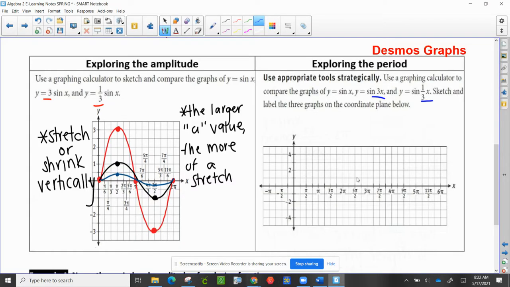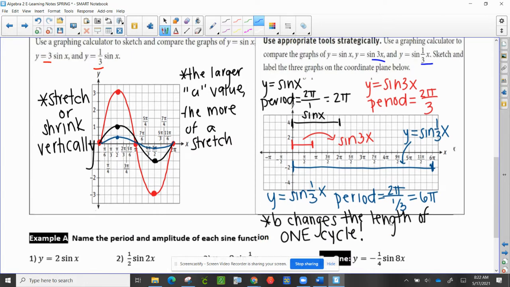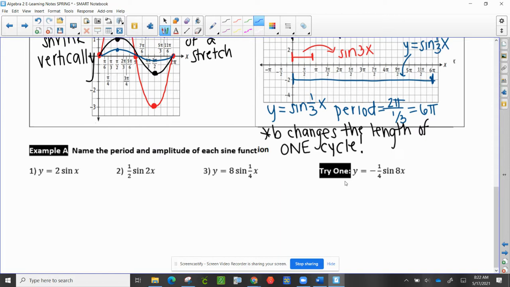Let me go back to our notes. When we're changing the period, I didn't draw the graphs in here because it would be too messy. I just drew how long one section would be. B changes the length of one cycle. So when we change the period, that just means we change how long it takes for that function to repeat again. Let's go over a couple problems on how to find the amplitude and the period.